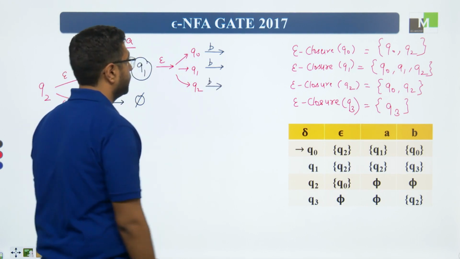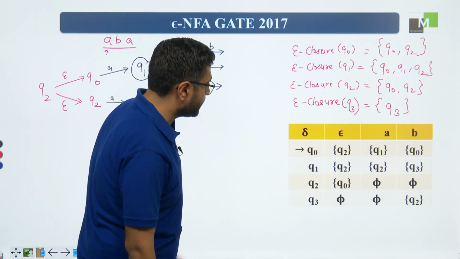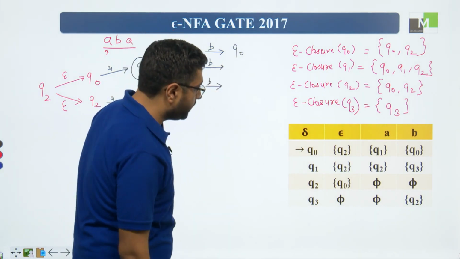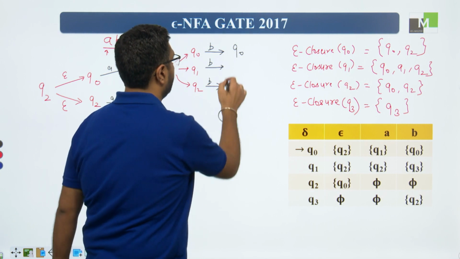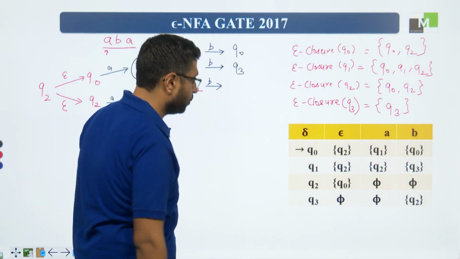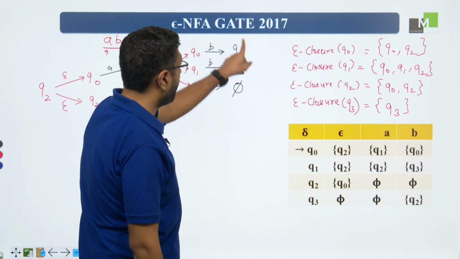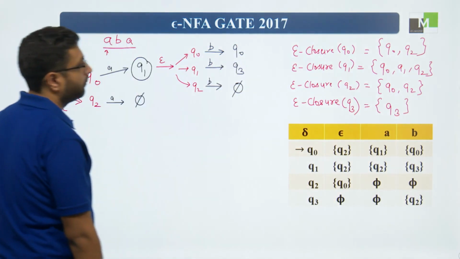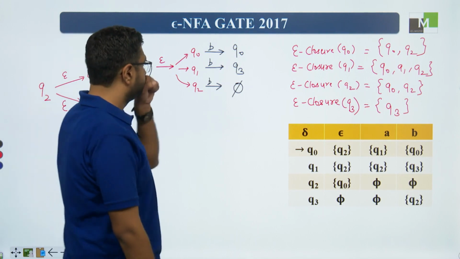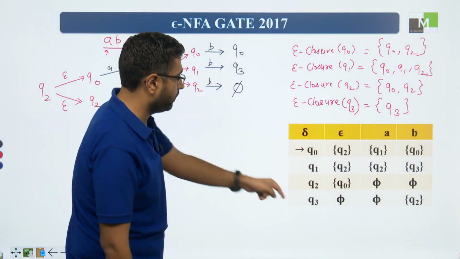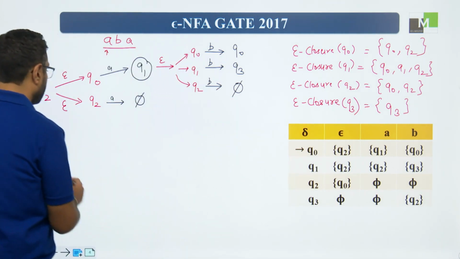Now what happens here? Q naught on B is going to again Q naught only. Q1 on B is going to Q3 only. And Q2 on B is going to phi. All right. So now I have Q naught, Q3 with me. From Q naught on B, I will take Q naught, and Q1 on B, I will take Q3. Let's apply it on Q naught, Q3.